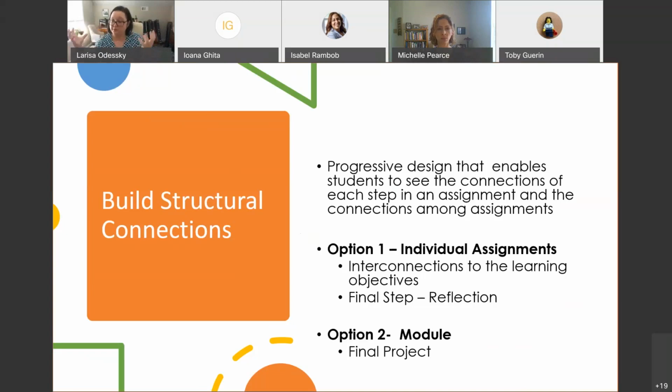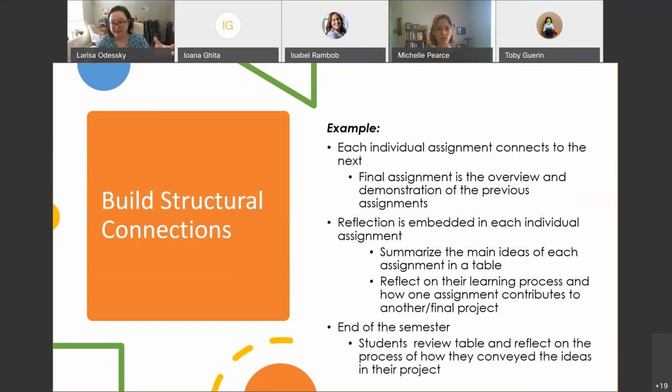And when they put it all together, they have a reflection within those modules sometimes, and then at the end saying, oh, this is how everything fit in. I understood why it was broken up like that. I understand why this part went first. So this could be a great opportunity. So again, an example is the final assignment demonstrates all the previous assignments, and reflection is embedded in each individual one.